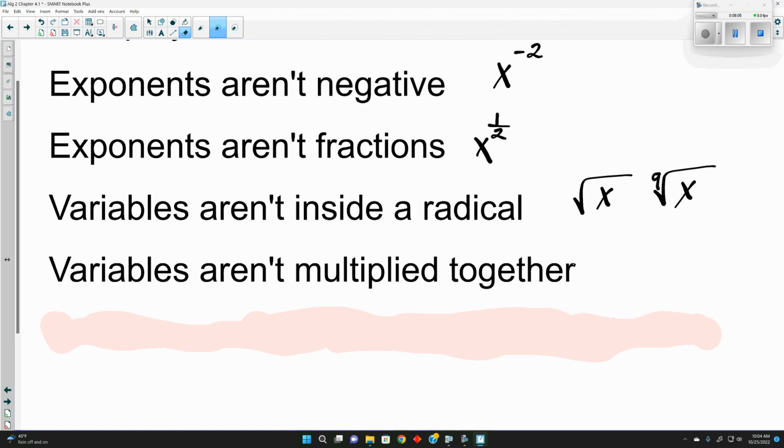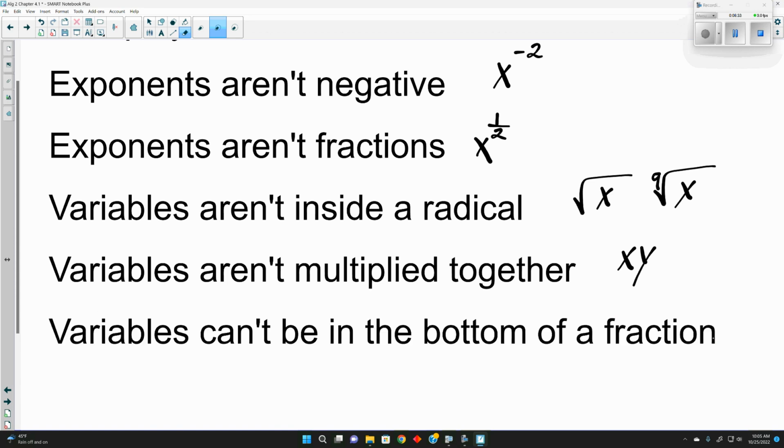We can't have variables multiplied together. X, y, x times y, just an example. Questions on any of this so far? This cannot be in the bottom of a fraction.